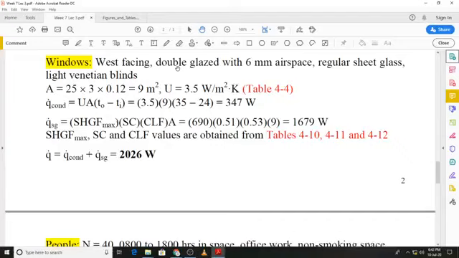In this lecture, I will go through an example in which the CLTD CLF method will be used to calculate the cooling load for a building. We have gone through the equations used in the CLTD CLF method, which require a number of factors obtained from tables, and as we go through the solution of the problem, you will learn to use the tables. It is important that you use the tables correctly.